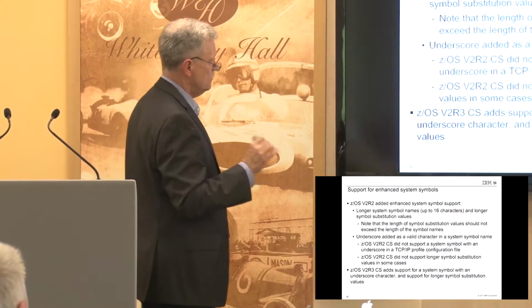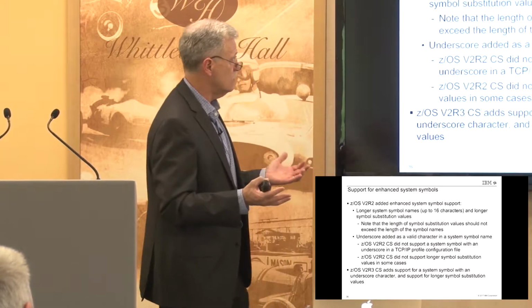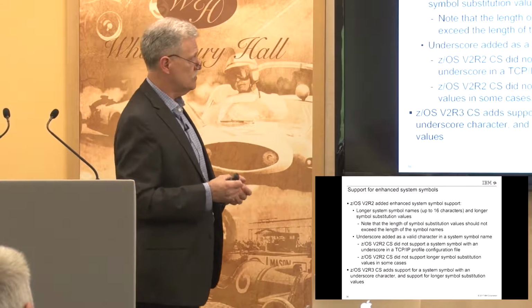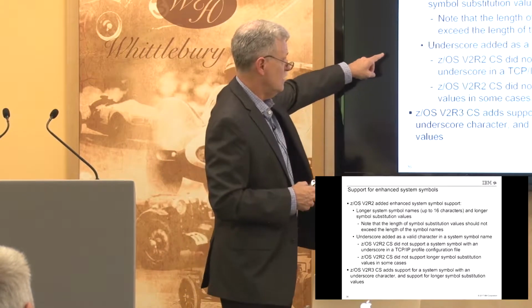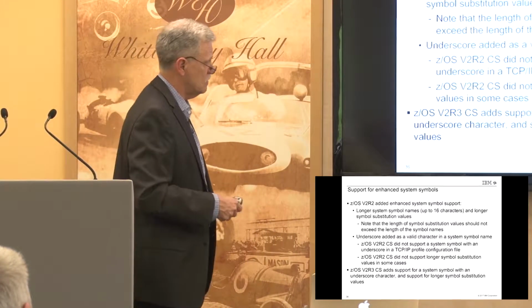So in 2.2, we added enhanced system symbol support. We added the ability to support longer system symbols, up to 16 characters, and longer system symbol substitution values in 2.2. And note that the length of the substitution values should not exceed the length of the symbol name itself.